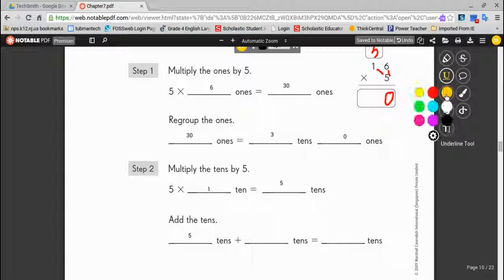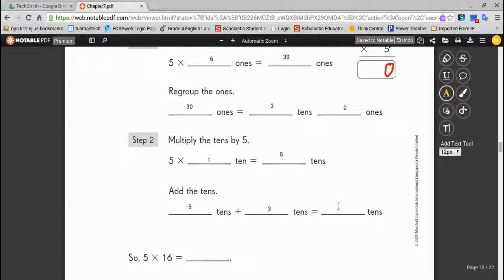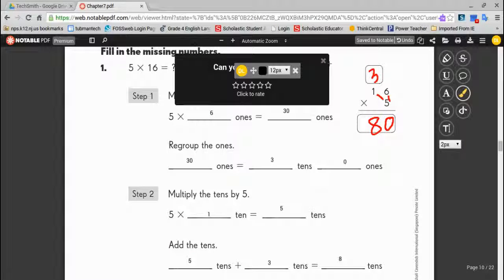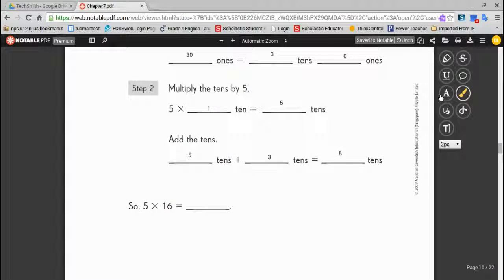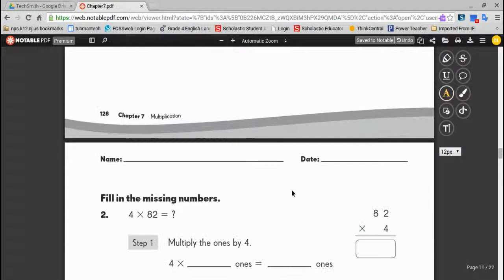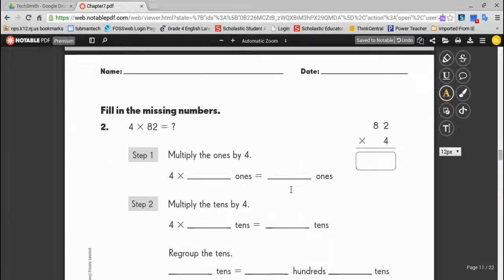And we know that 5 plus 3, let's write the 3 tens, equals 8. Okay, so we know right here that's 8. So our final answer for 16 times 5 is 80. Or 5 times 16 is 80. Okay, and that's page 128. Let's move on to 129.